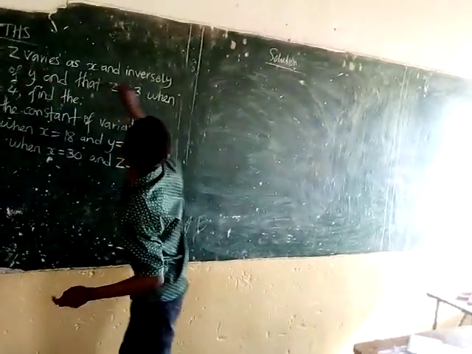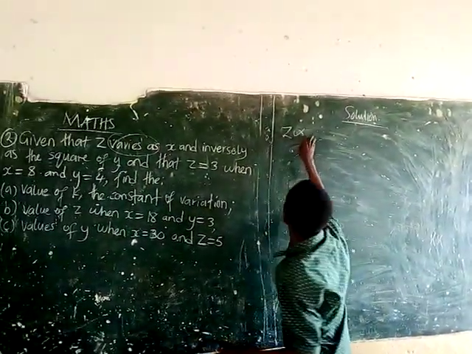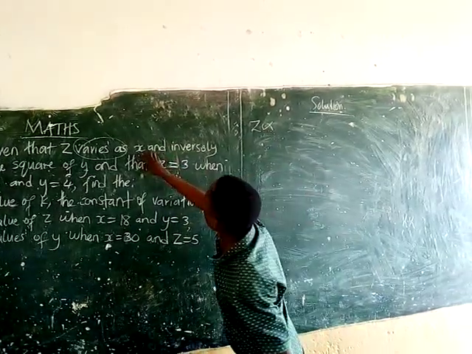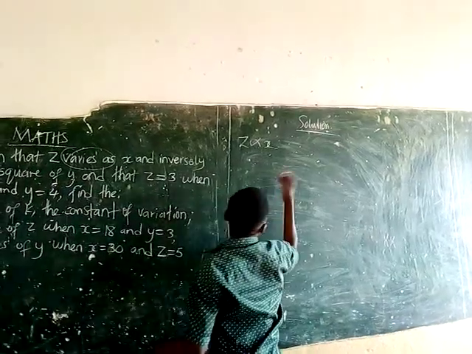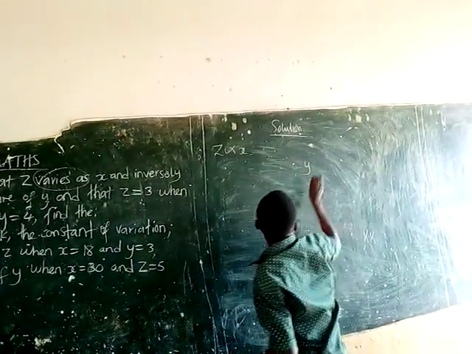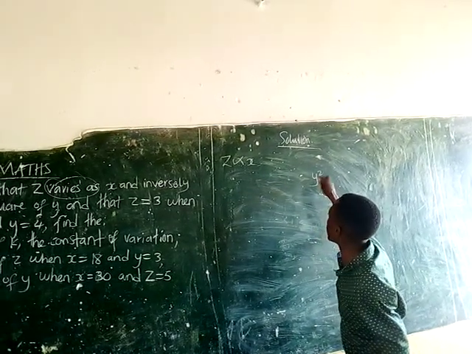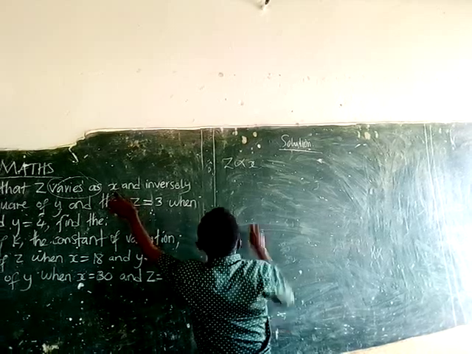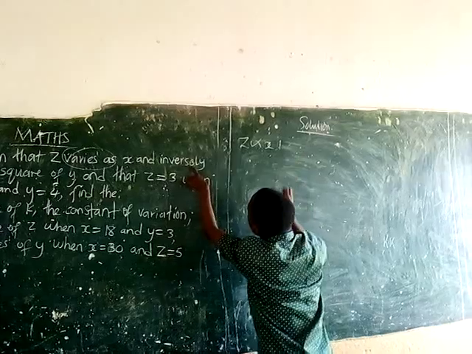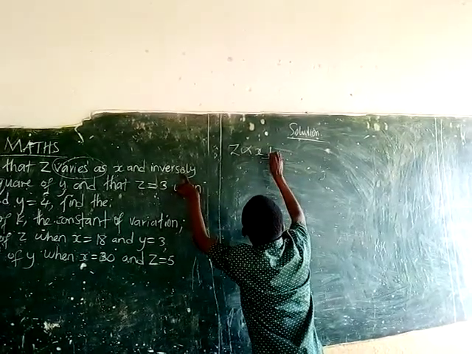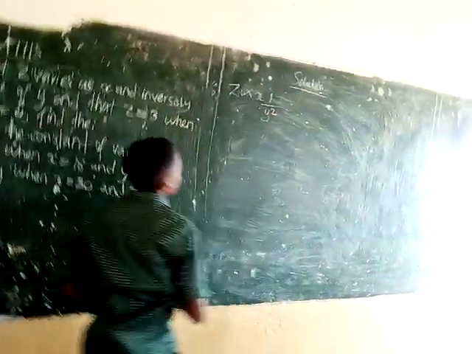So given that z varies as, this is the symbol for varies as, x, and inversely as the square of y. When we say square of y, the square of y is y to the power 2. This power 2 simply means the square. So now when we say varies as x and inversely, meaning we need to divide it, we need to write the 1 on top, then we divide by the square of y. In this case, the square of y is y squared.